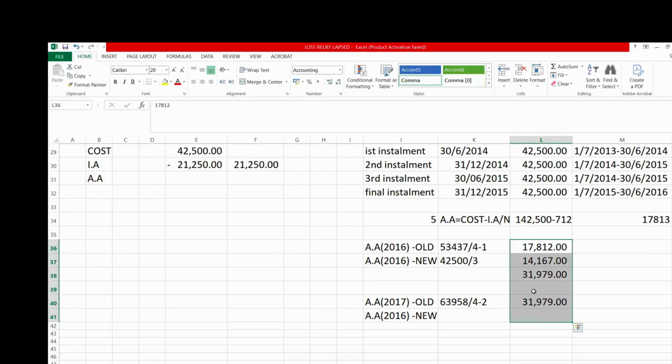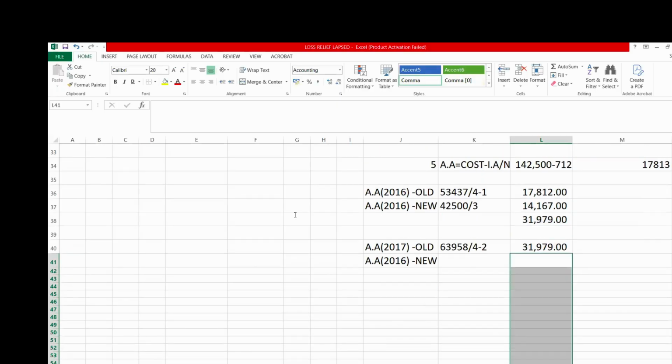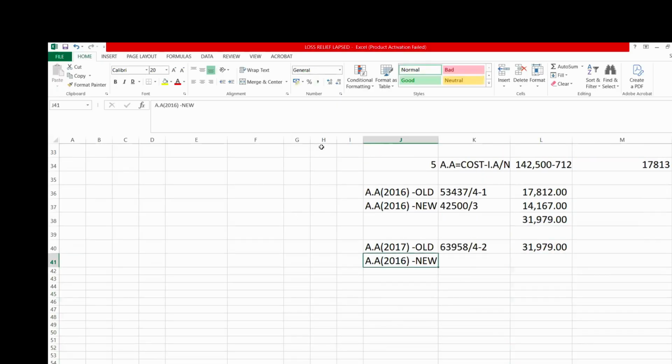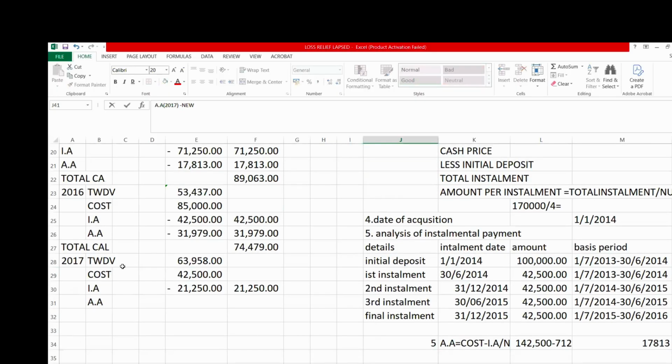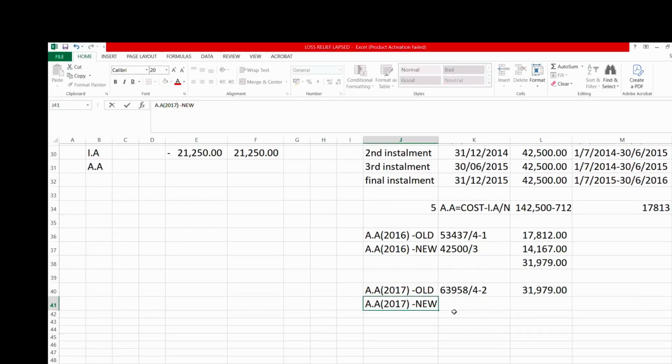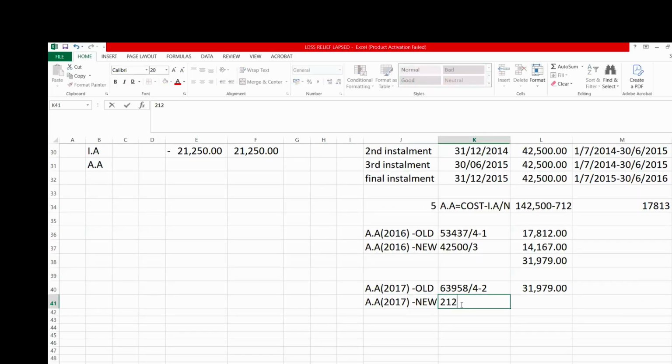Then you also calculate the one for the new. In the case of the new, 2017 new, for 2017, for new, in 2017, you have what? Cost minus, which should give us 21,250. That will still give us 21,250 divided by 2. So 21,250 divided by 2 will give us 10,625. So you add up these two together to get what?